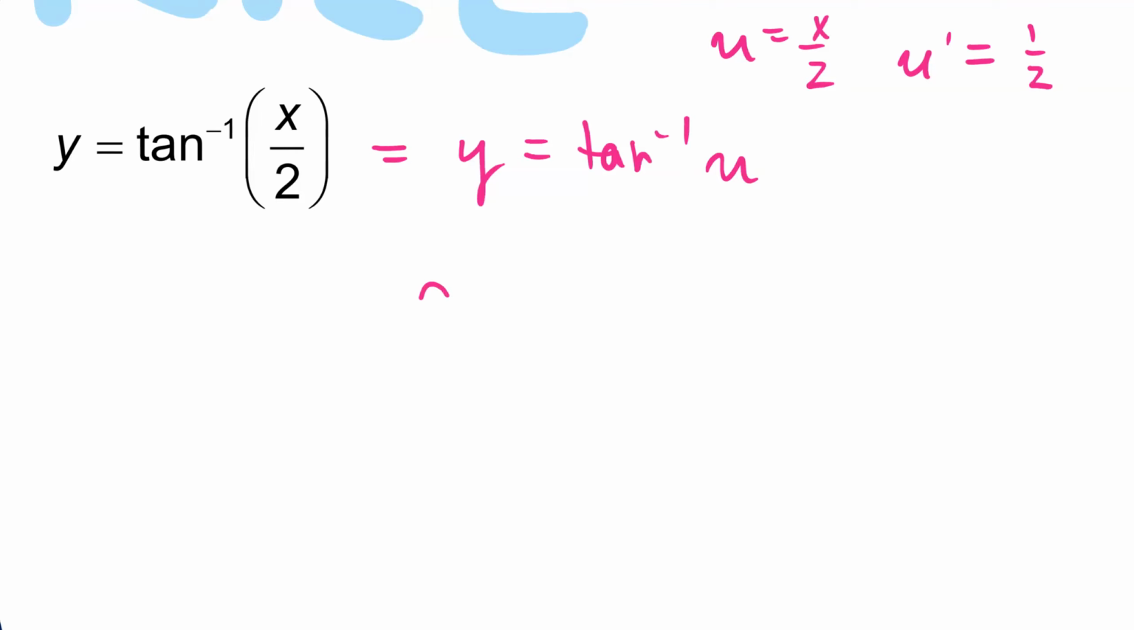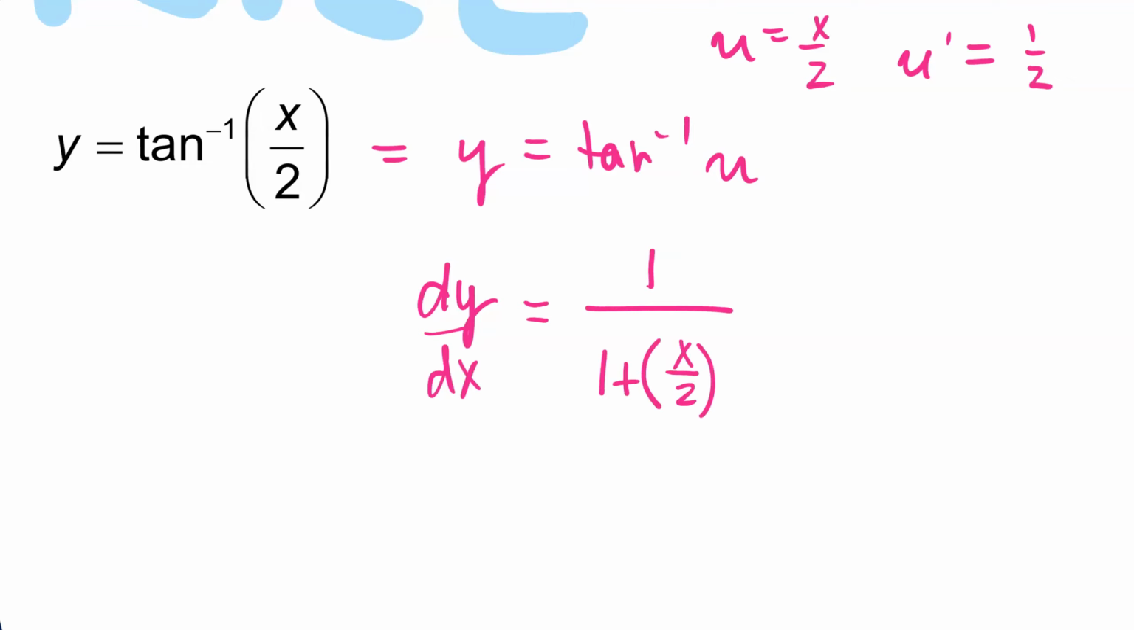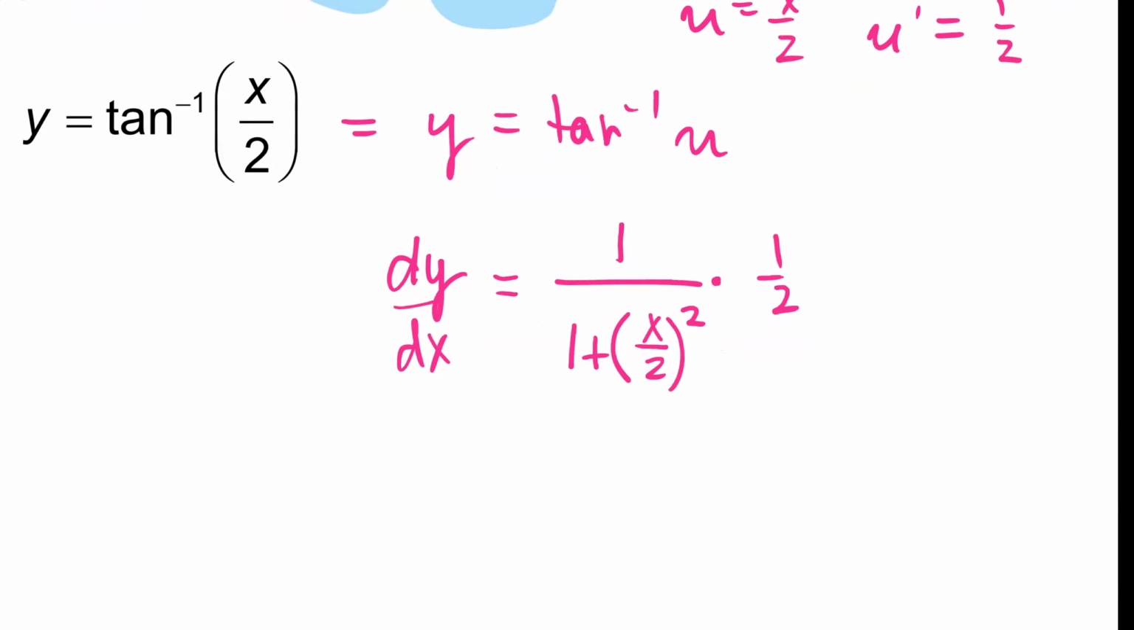So I'm going to take derivative of both sides. dy/dx is going to equal, so I have to use the 1 over 1 plus u squared, right? Derivative of tan inverse is going to be 1 over 1 plus u squared. So u squared is x over 2 squared, times the derivative of u, because we're using chain rule. We take derivative of the outside, tan inverse, times the derivative of the inside, x over 2. So this is going to be times 1/2. You don't include the 2, right? Okay. Cool.